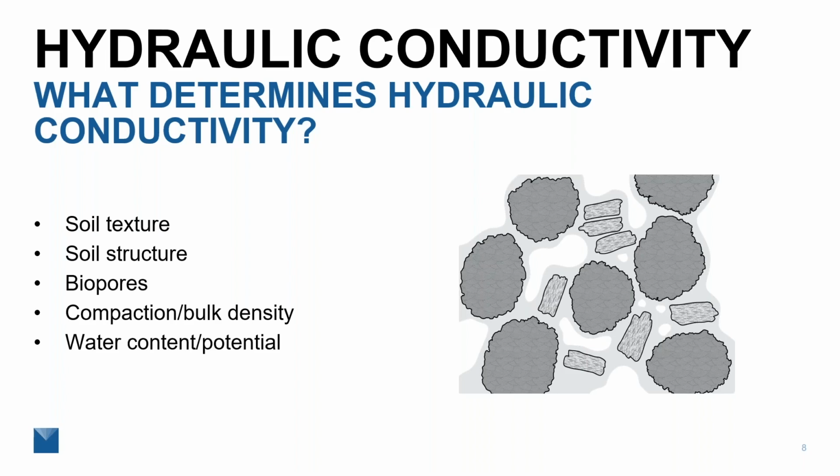Other things that we know from the literature is that antecedent soil moisture, so what the water content is at the beginning, can have an impact on what the hydraulic conductivity is. This is especially important in shrink-swell soils. And then water potential is obviously important in unsaturated hydraulic conductivity as well, because the main driving factor that's moving water in unsaturated conditions is the water potential gradient.